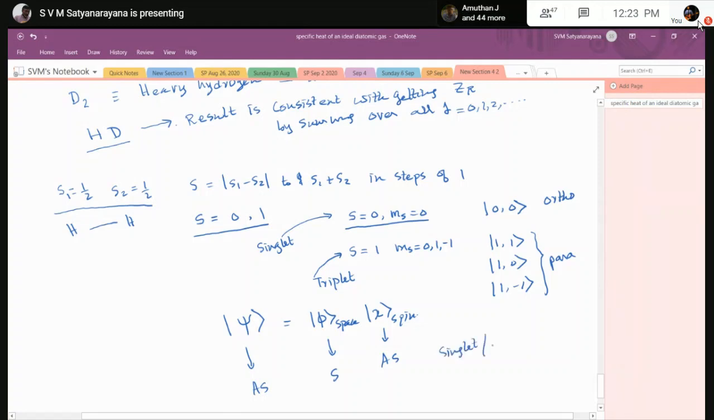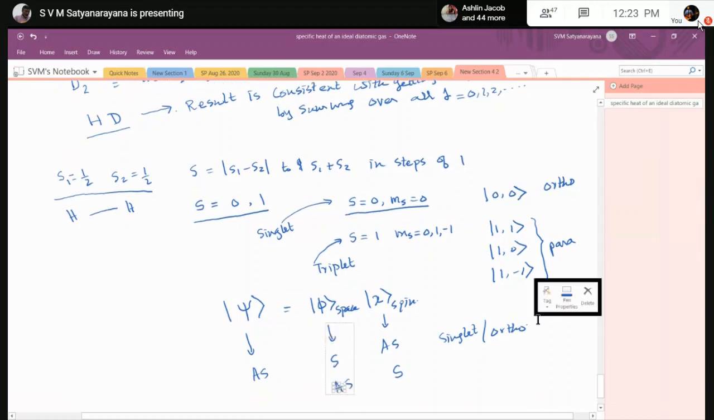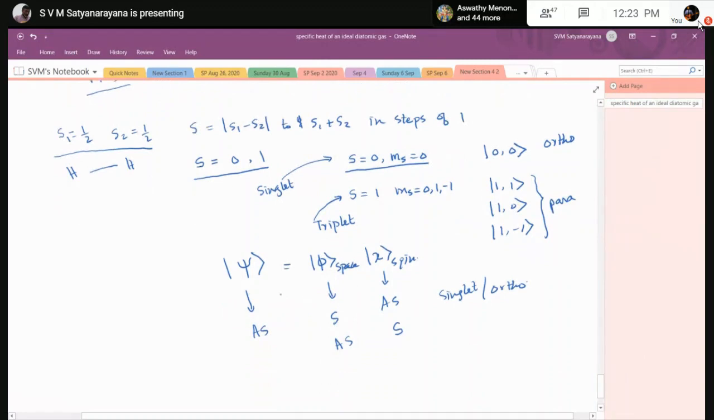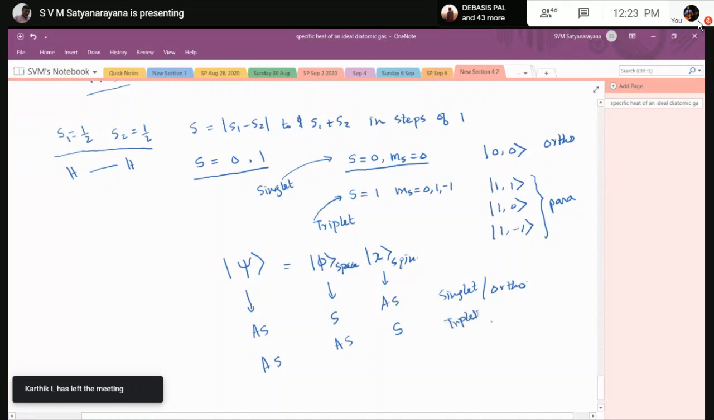Singlet or orthohydrogen. Whereas for the triplet state, this is symmetric and this has to be antisymmetric, so that the total wave function once again is antisymmetric. Total wave function is antisymmetric. This is for triplet or para.